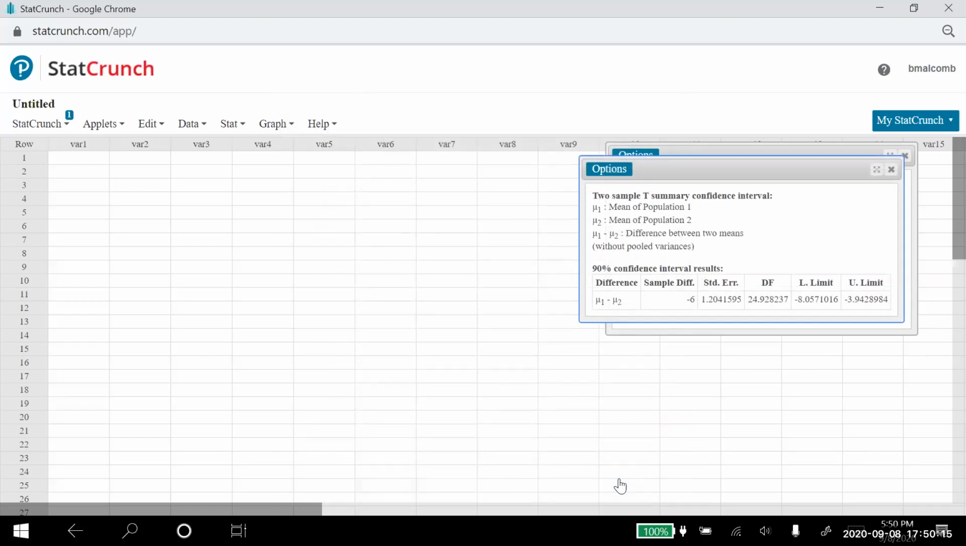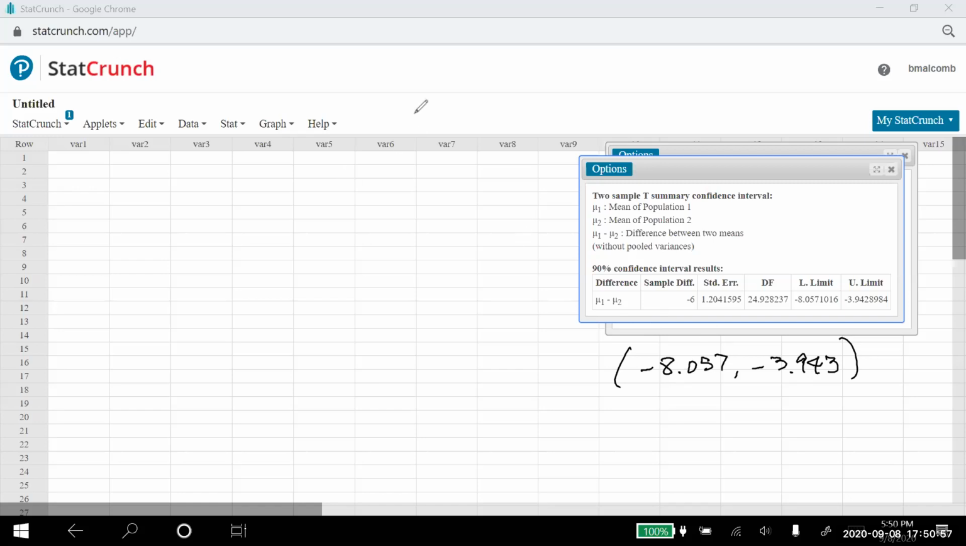We get a lower limit, and it said 3 decimal places. I'm all proud of myself for remembering. Negative 8.057 to negative 3.943. Notice those are all negatives. If those are all negatives, what I'm thinking is population 1 had a mean somewhere between... The sample difference was -6. Did I do a 16? I can't see the data I put in. Let's check. Those numbers seem awfully big to me. I don't think they should be that big.